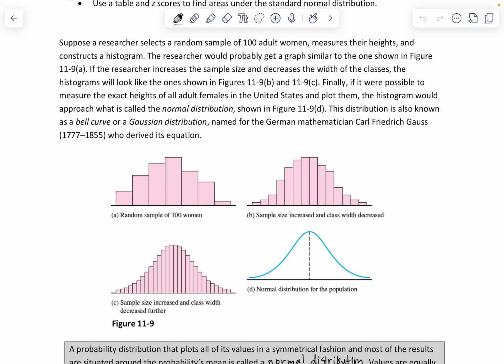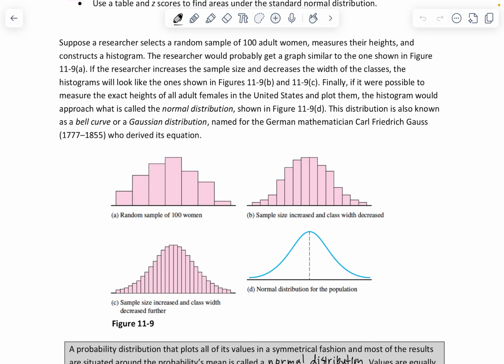Back in section 11.2, we were talking about how to collect data and present it graphically. And one of the tools that we went over in that section was the histogram. If you don't remember that, I would encourage you to go back and review that video or that section just to familiarize yourself with the idea of the histogram, because it's an important concept for this section as well.